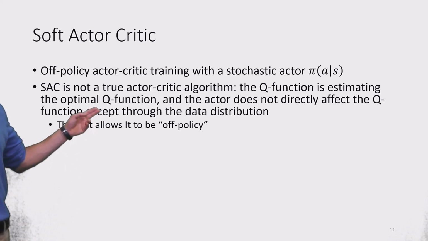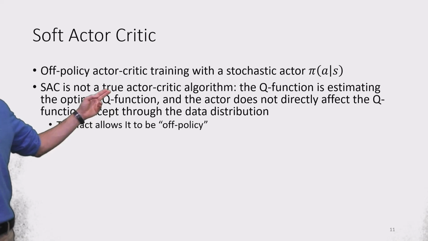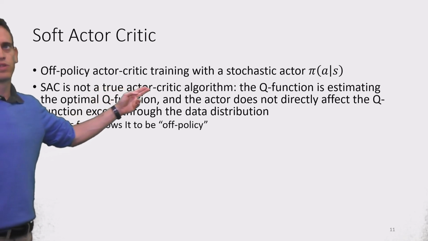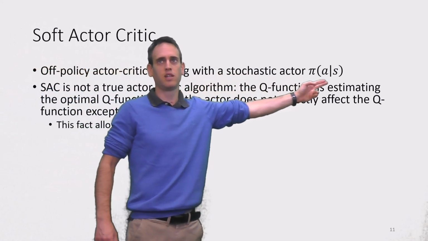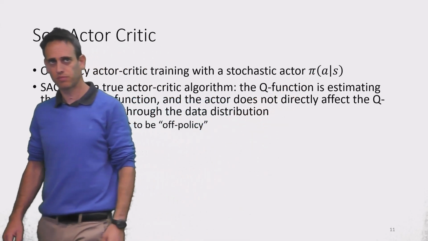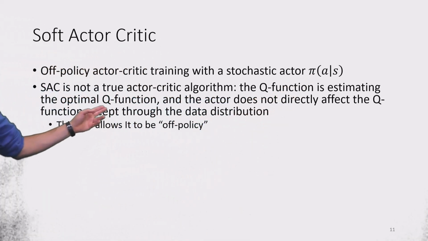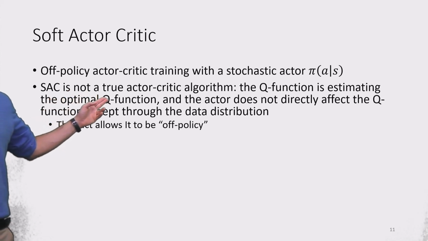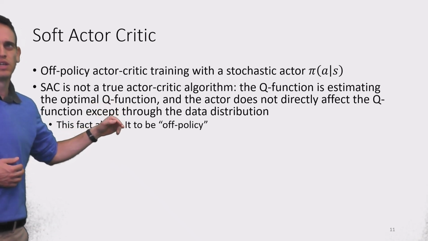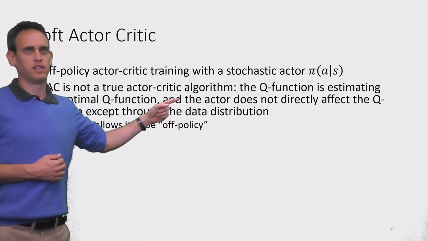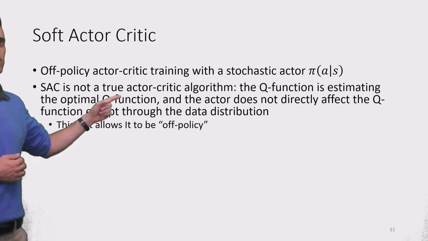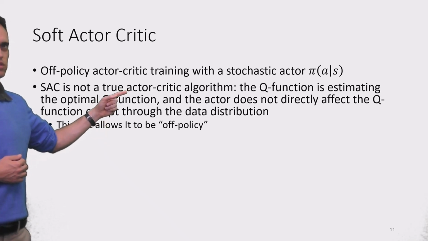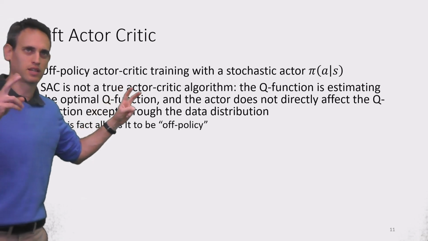So as I said, soft actor-critic performs off-policy actor-critic training with a stochastic or soft actor, which takes the state and provides a distribution over the actions. Soft actor-critic is not really an actor-critic algorithm according to the classical definition, because the Q function is estimating the optimal Q values, Q star values, and not Q values for our current actor. So it doesn't criticize our actor technically, right?